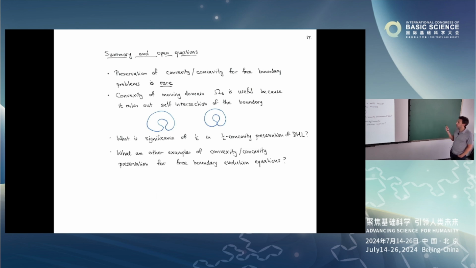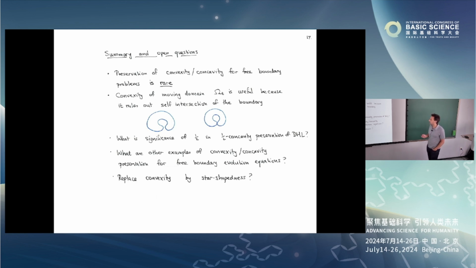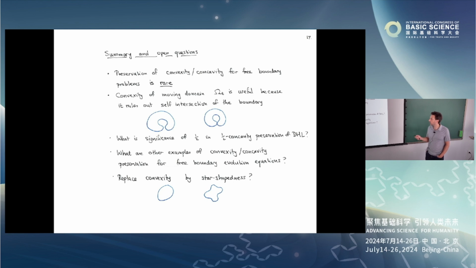It'd be interesting to know if there are other examples for other free boundary evolution equations. And what about if you replace convexity with something else? Maybe there's some other kind of geometric property that you can come up with which could be preserved. For example, something like star-shapedness, if that were preserved, then that would also rule out these kinds of singularities where the boundary hits itself. So there are lots of interesting questions to ask. I'll finish there. Thank you.